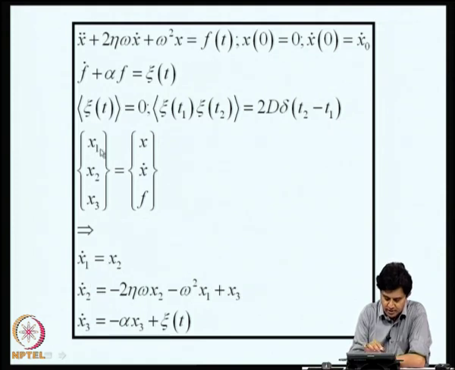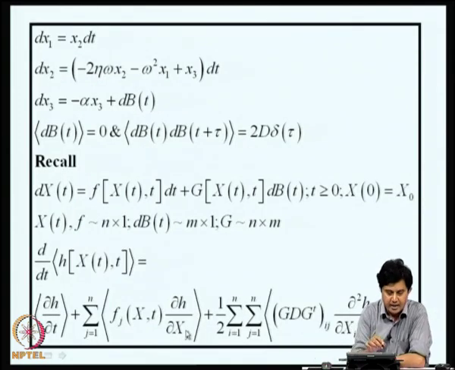So, x1 dot is x dot, which is actually x2. So, the first equation is x1 dot is equal to x2. x2 is the velocity, x2 is x dot. Therefore, x2 dot is acceleration. For acceleration we go to the governing equation. This is minus 2 eta omega x dot minus omega square x plus f of t, and f of t is x3. And the third equation is x3 dot is equal to minus alpha x3 plus xi of t.